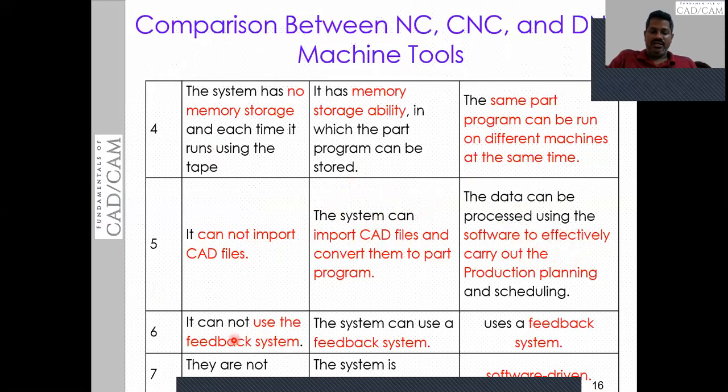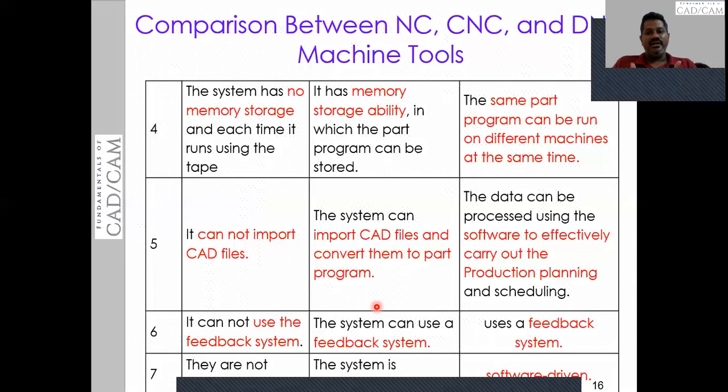Then when we come to the other difference, NC cannot use a feedback system because it is hardwired and doesn't have one, whereas CNC has a feedback system. So it can detect the movements of the tool as well as the table. If there is any difference between the reference signal and the actual position, the system creates an error, and that error will be corrected by the feedback system, and one more signal will be generated. That signal is called the feedback signal.